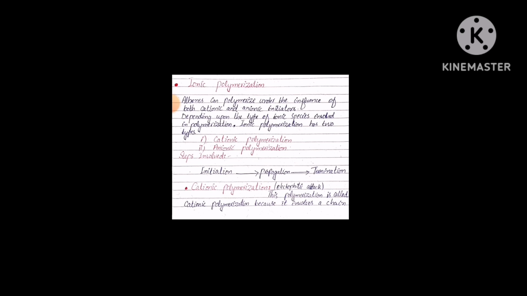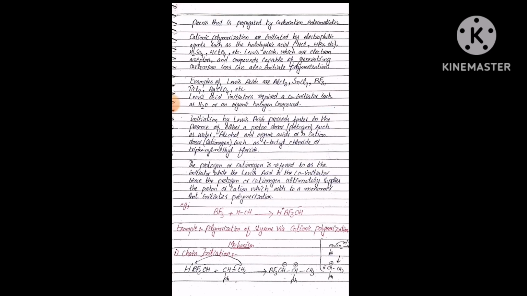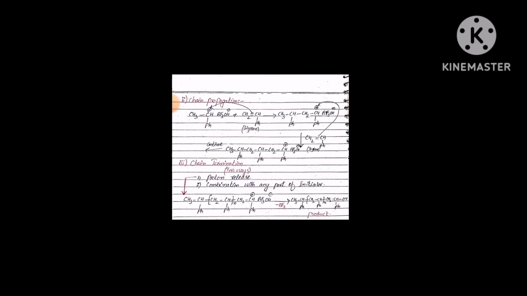This was the overall mechanism of cationic polymerization, the first type of ionic polymerization. The second subtype of ionic polymerization is anionic polymerization, which we will cover in the next lecture. Hope you understand today's topic and have a clear idea about this whole mechanism.